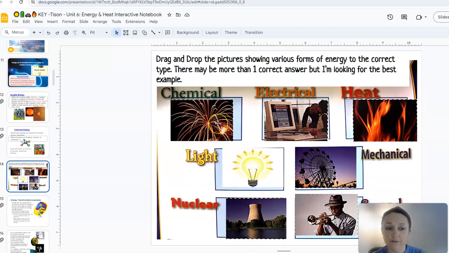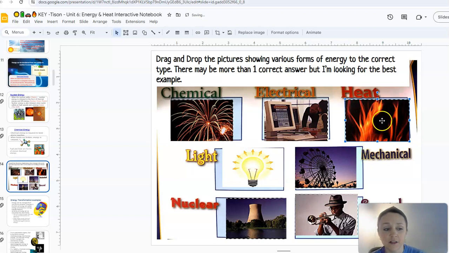Chemical energy inside of a firework: once they set off that firework, once they add heat to that, it causes those chemical bonds to break and release color, sound, usually an odor as well. Electrical energy: when you plug in a computer, the electricity creates different things in that computer. It creates sound, light, heat energy. This fire is definitely heat or thermal energy. We can use both of those words.